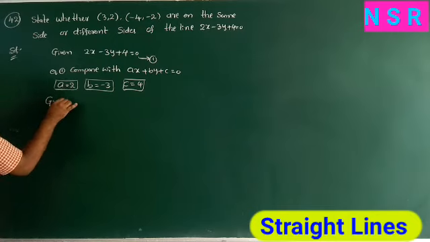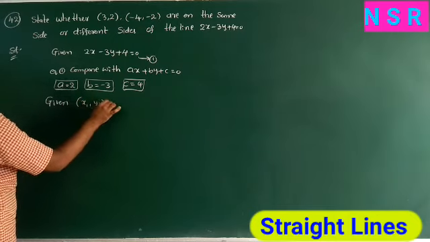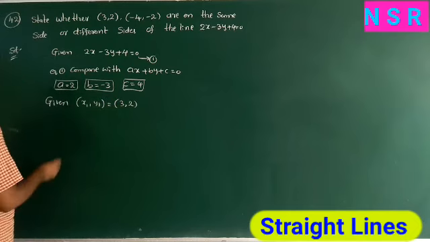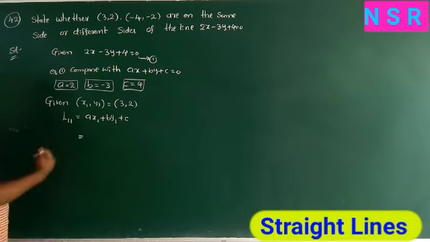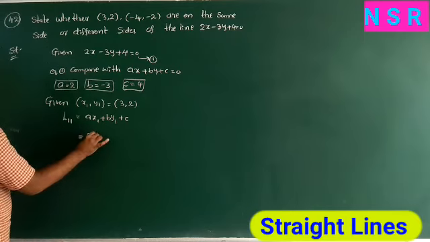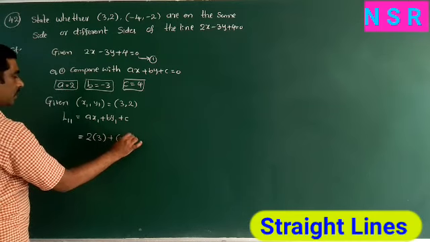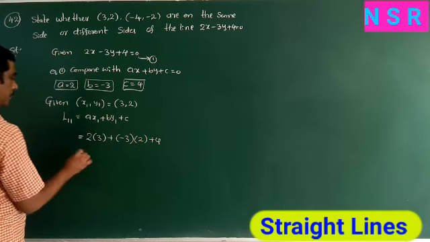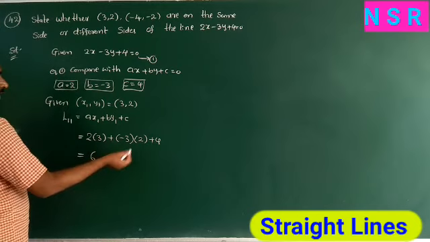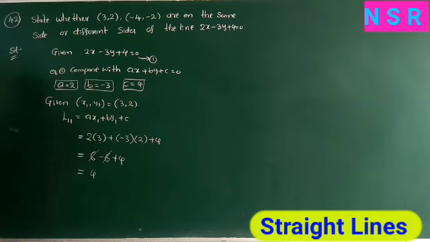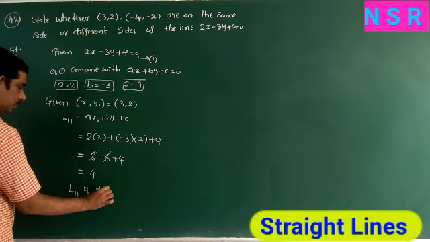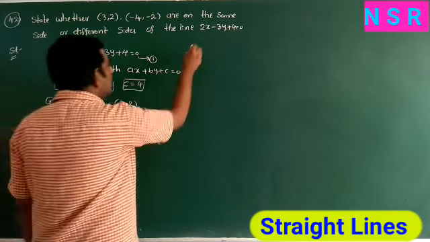And also two points are given here. So given (x1, y1) = (3, 2). Find L11 = ax1 + by1 + c. Substitute the a, b, c values and the x1, y1 values: 2 into 3 plus -3 into 2 plus 4. So 2 times 3 is 6, minus 3 into 2 is minus 6, plus 4. So plus 6 minus 6 get cancelled. L11 value equals 4. So L11 is positive.